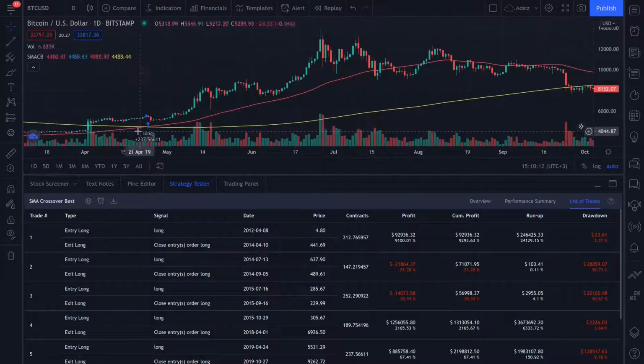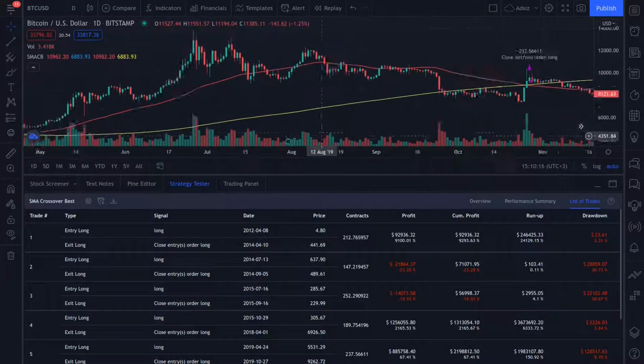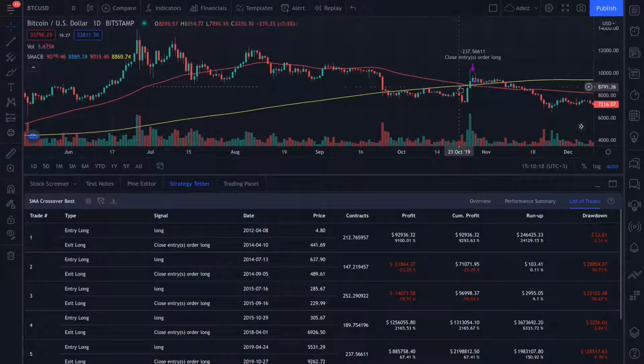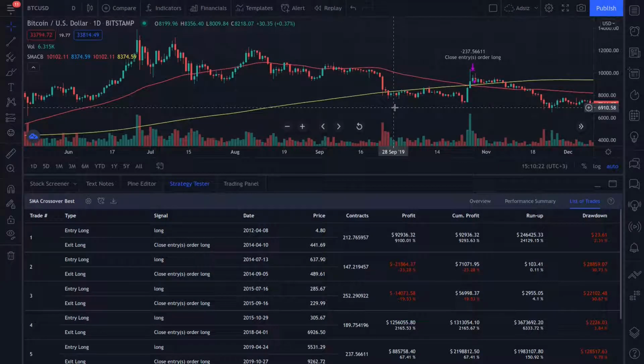When the red line crosses over yellow line, we take a trade. When the red line crosses down the yellow line, we close the trade. Sometimes we make a relatively quick profit, sometimes we need to wait years, sometimes we get whipsawed and lose money.